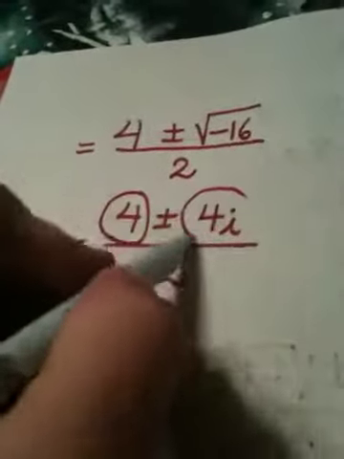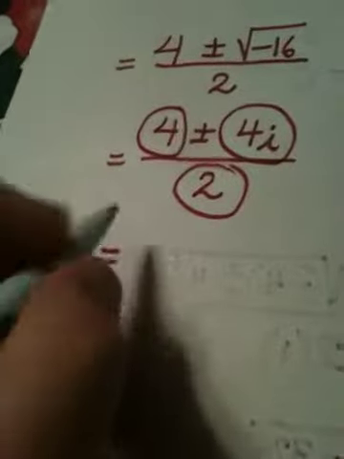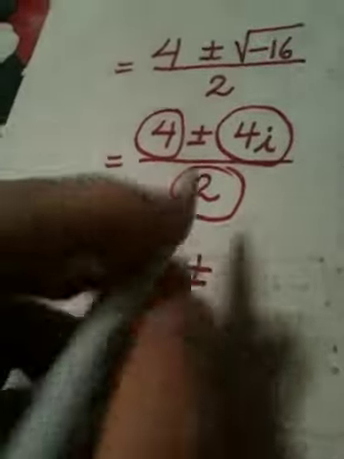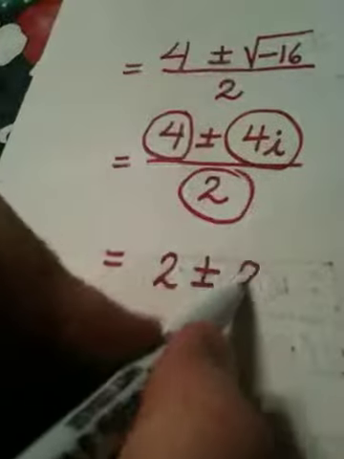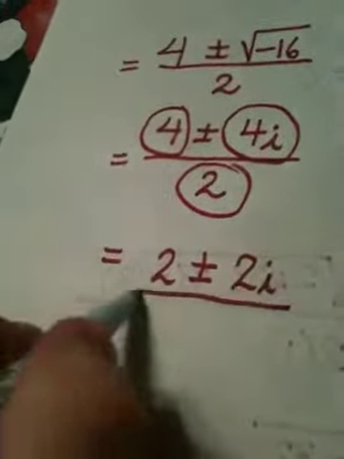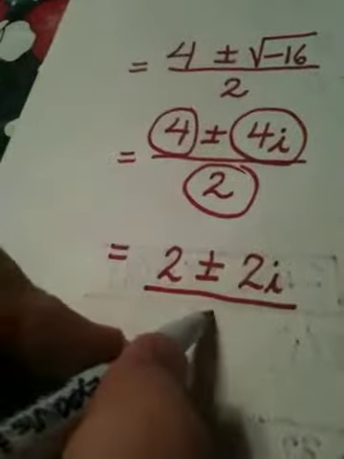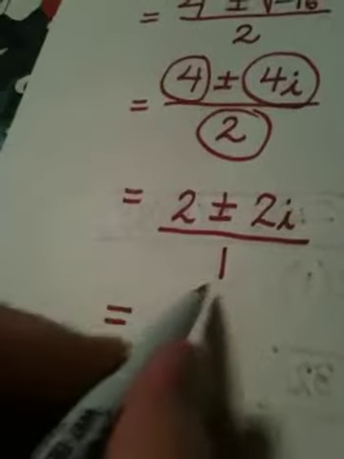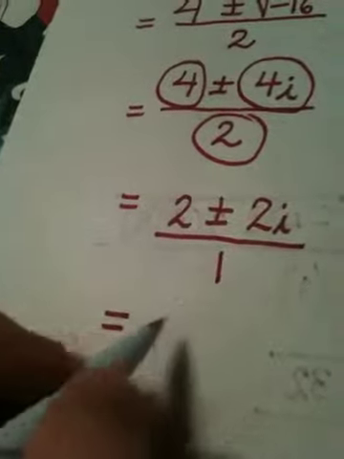Every one of these is divisible by 2. So 4 divided by 2 is 2. 4i divided by 2 is 2i. 2 divided by 2 is 1. And in my final answer, I'm not going to show the 1 on the bottom. Anything divided by 1 is itself.